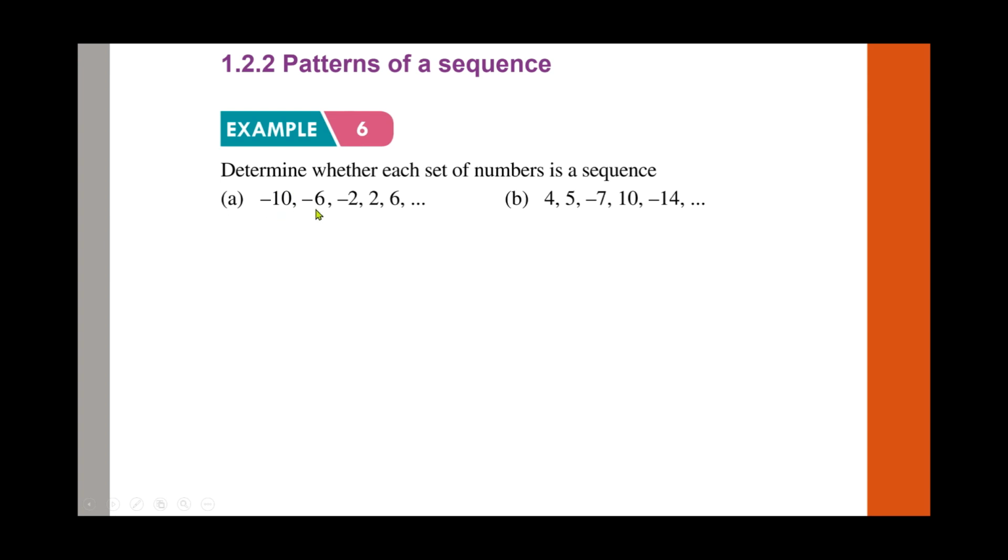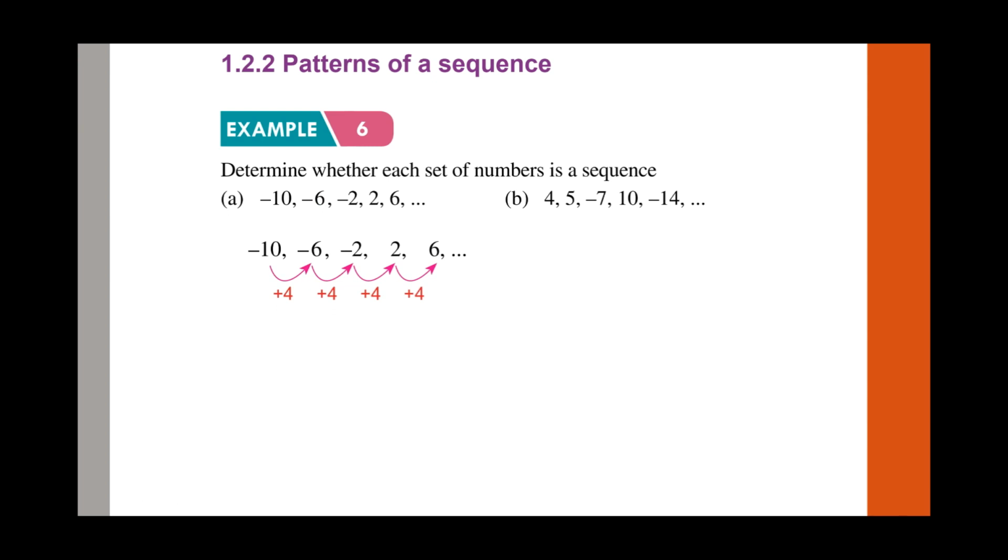-10, -6, -2, 2, 6. Can you find the difference of each of these? For example, this one. 4, right? 2 plus 4, we get 6. -2 plus 4, we get 2. -6 plus 4, we get -2. And -10 plus 4, we get -6. So everything is plus 4. Can you tell me whether this is a sequence or not?